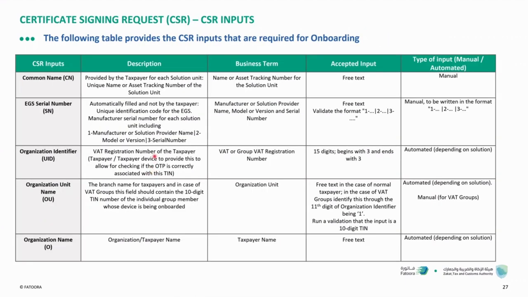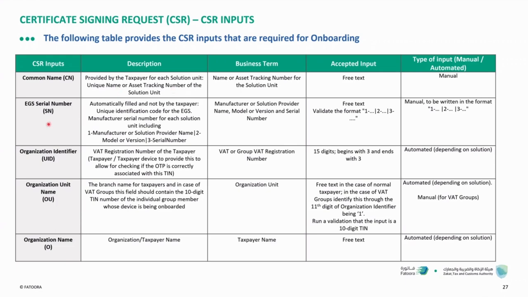Here we have introduced some more information about the CSR. What does the CSR entail? We have certain fields that need to be taken into consideration. They need to be there for the CSR request to be successful. We have the common name. This is something for the taxpayer to identify the unit, so it can be a unit name or an asset tracking number of the solution itself. This will help the taxpayer to identify individual units.